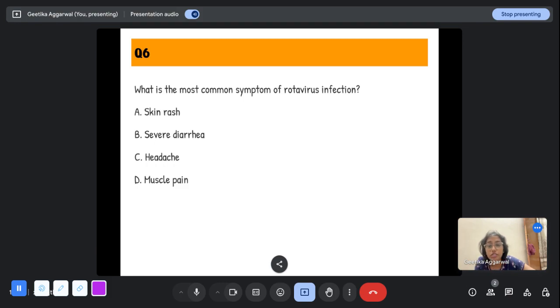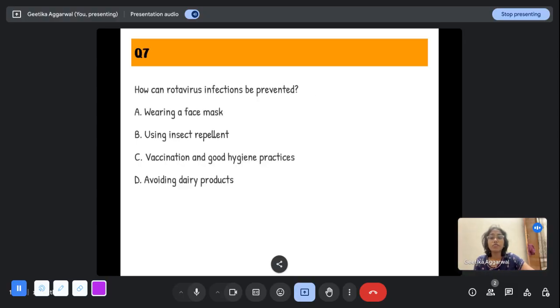What is the most common symptom of the rotavirus infection? Is it skin rash, severe diarrhea, headache, or muscle pain? What is the most common symptom of this infection? The correct answer to this question is severe diarrhea, as I've already explained to you in question 4.